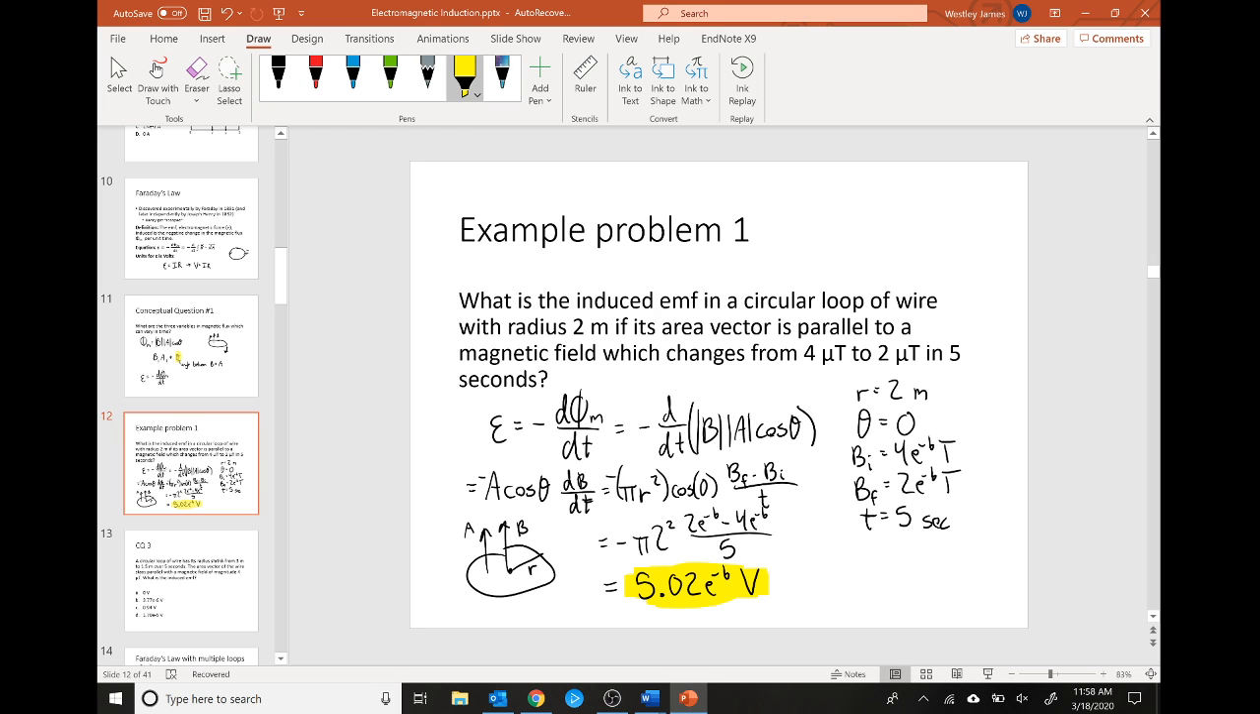So there's our answer. There's an example problem with this, and you can see here it's tiny. It's like, what is that going to do for you? Not very much. That voltage is minuscule.